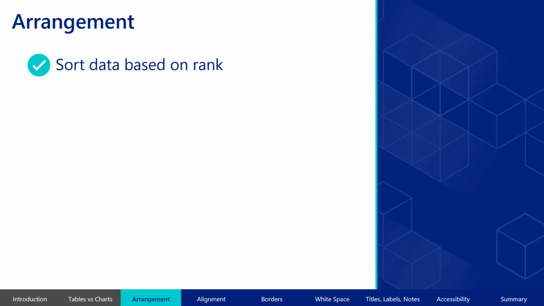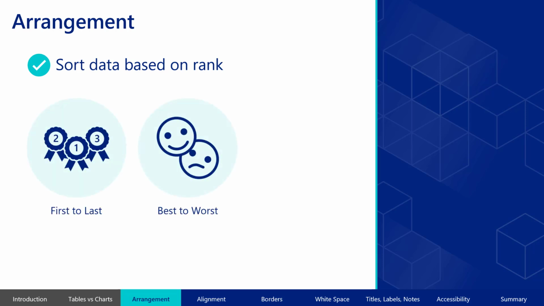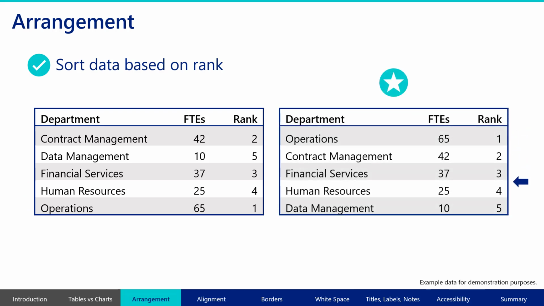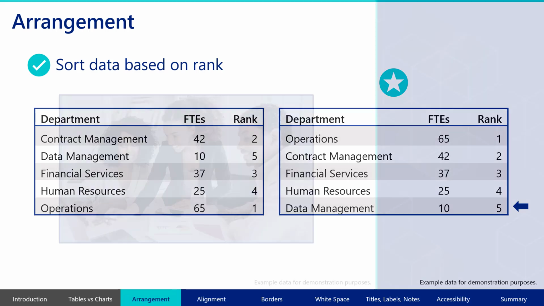If your data contains ranked order information, a best practice is to sort the data based on rank from first to last, best to worst, or top to bottom. For example, this table is sorted by department name. Sorting the data by the ranked order makes it easier for the audience to see which department is first, which is last, and to more easily compare the differences between departments.